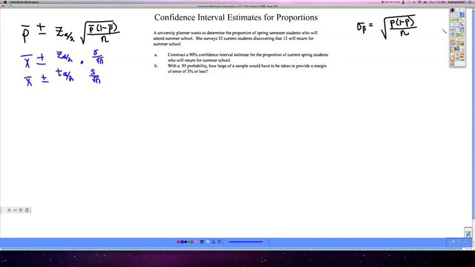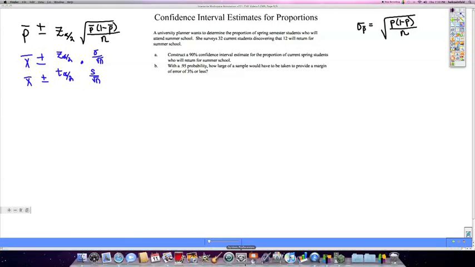Now, I do want to point out, as we move out of Chapter 8 and into Chapter 9, anytime we have proportion problems, we will always use the z-values. We never use t-scores with proportions. It's always going to be z's. So that's just a little point that might be helpful somewhere down the road.